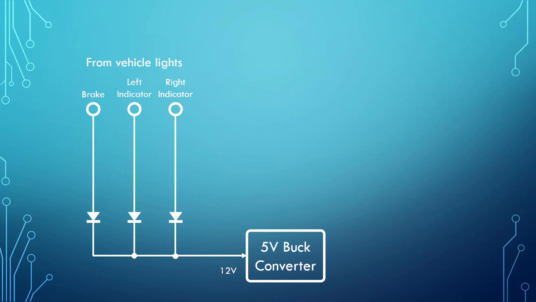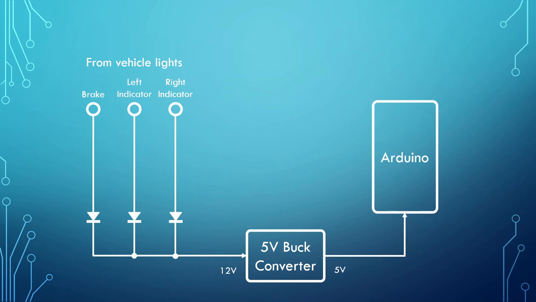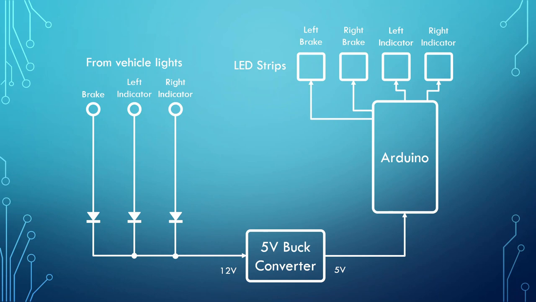The basic idea will look something like this. The 12 volts from the connections to the car lights will pass through these diodes and be used to power a buck converter. The buck converter will drop the 12 volts down to 5 volts, and that will be used to power the Arduino. Digital outputs on the Arduino will then be connected to the LED strips, and these strips are also powered from the buck converter as well.